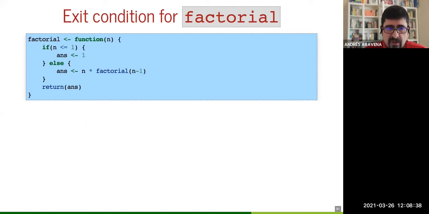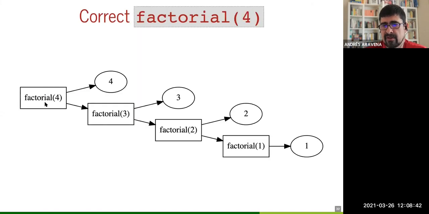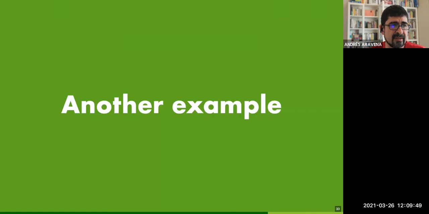So with this condition, now we don't go forever, and we get this version. So factorial of 4, for example, will be 4 times factorial of 3, which will be 3 times factorial of 2, which will be 2 times factorial of 1, which is 1. 1 times 2 equals 2. 2 times 3, 6. This will be 6. 6 times 4, 24.